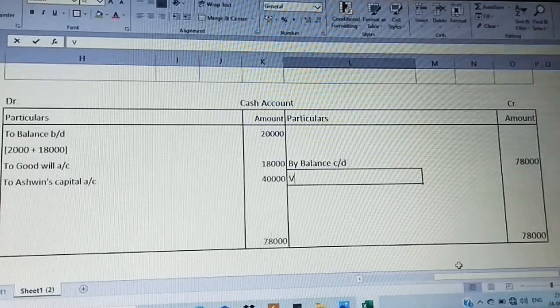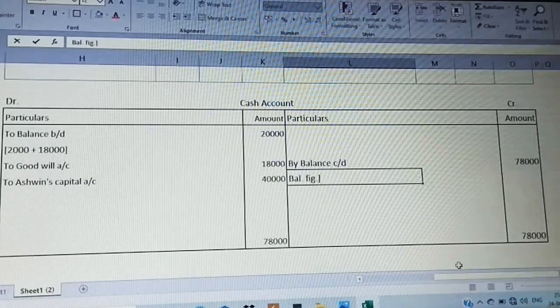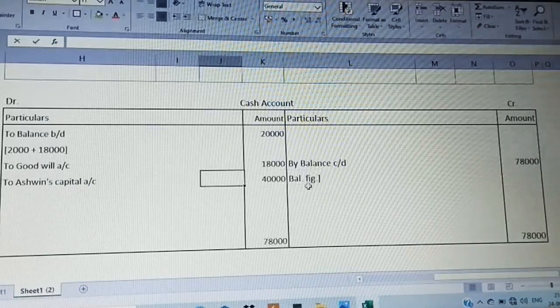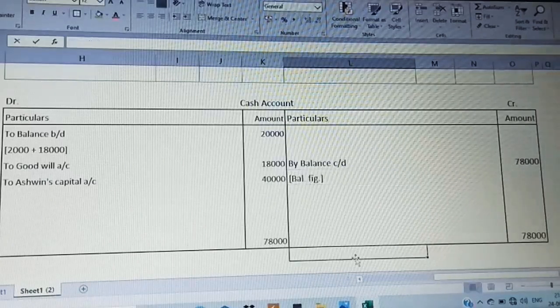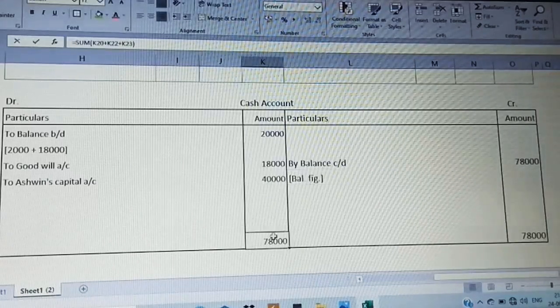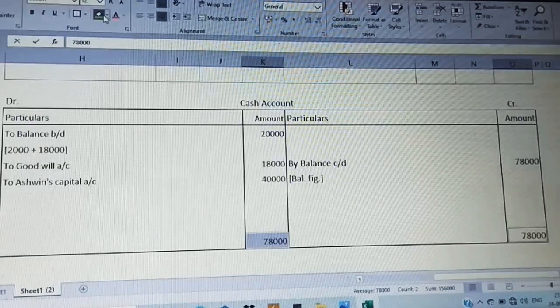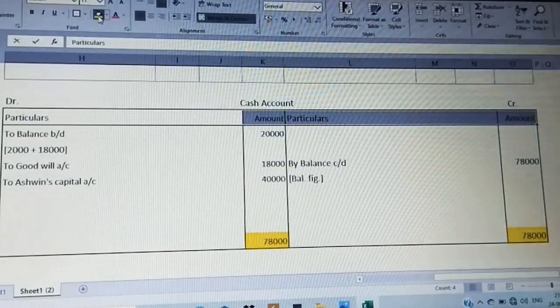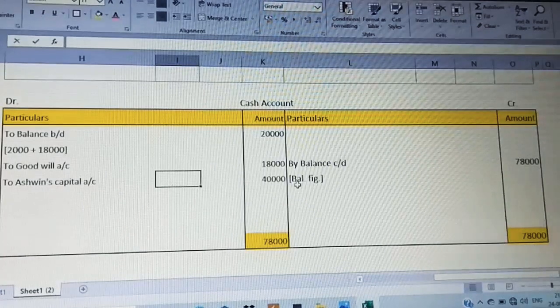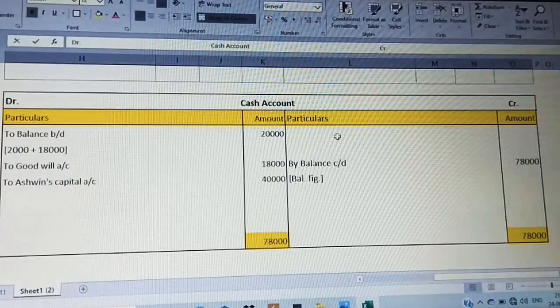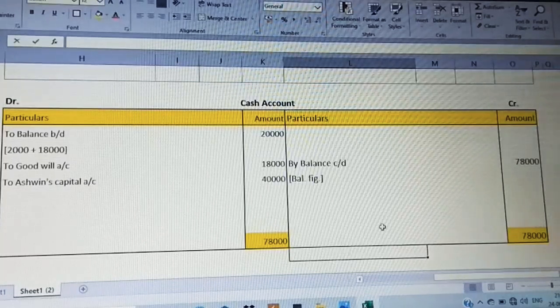So this is going to be the balancing figure which we are going to take in the balance sheet. So the balance sheet value is found for the new balance sheet, that is 78,000. Let me highlight the total. So we have completed the cash account as well.